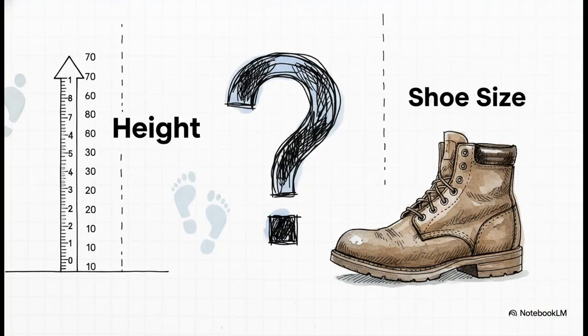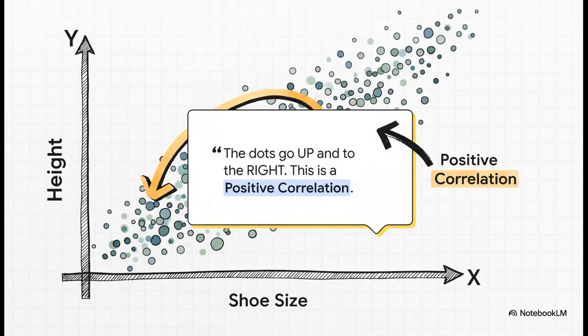All right, first up, let's think about the relationship between a person's height and their shoe size. I bet you already have a hunch about what this pattern is going to look like, right? And yeah, you're probably right. If we put this data on a graph, we'd see that as height gets bigger, shoe size generally gets bigger too. The whole cloud of dots kind of drifts up and to the right. That is a classic textbook positive correlation.